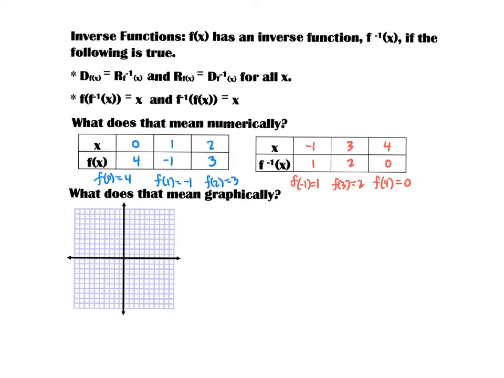Let's graph f(x) first in blue. So 0, 4. Let's go here for 0, 4. And then 1, -1. And 2, 3. Okay, so I'm going to connect that. Even though these are discrete points, I'm still going to connect that so you can see something special here. Okay, now let's plot the others.